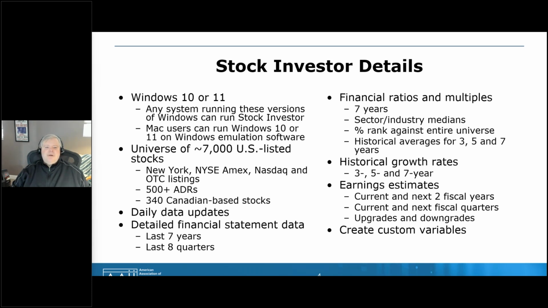Stock Investor Pro tracks a database of roughly 7,000 actively traded companies that do trade on US exchanges. So the New York American Stock Exchange, NASDAQ, and the NYSE. It also tracks ADRs as well as OTC and bulletin board stocks.